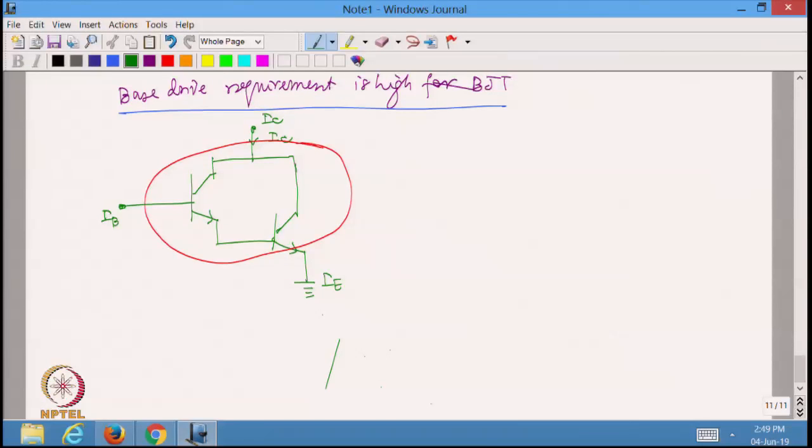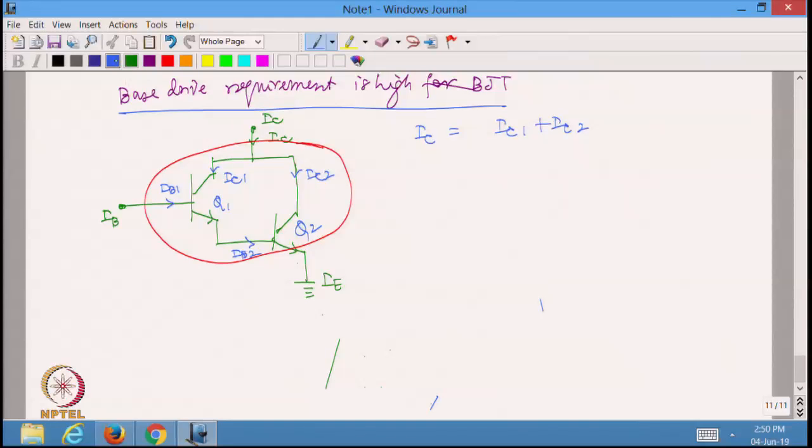How do we really reduce the base drive for this particular pair? Let us try to analyze this. Looking at this, if I have this as IC1 and this as IC2, let me call this device Q1 and this Q2. These are the two transistors. I should be able to say that overall IC equals IC1 plus IC2. And if I call this IB1 for this transistor, I can call this IB2.